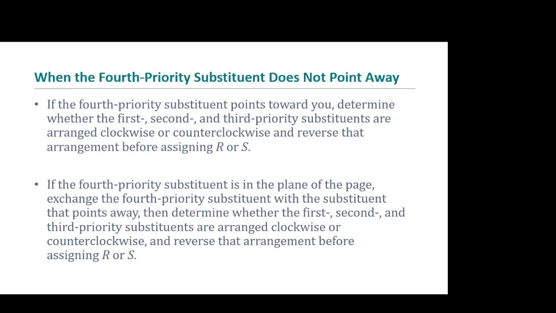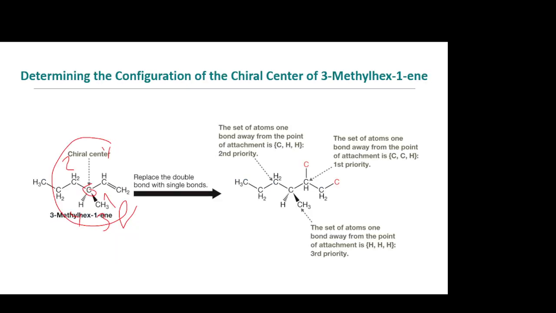Okay, so if the fourth priority substituent points towards you, and you determine the first, second, and third priority substituents are arranged clockwise or counterclockwise, they're actually going to end up with the reverse arrangement before assigning R or S. So imagine that this had the hydrogen pointing towards you. What would you have to do to try to figure this out? Yeah, there's 2 ways you could do it. You could either rotate the whole thing, right?